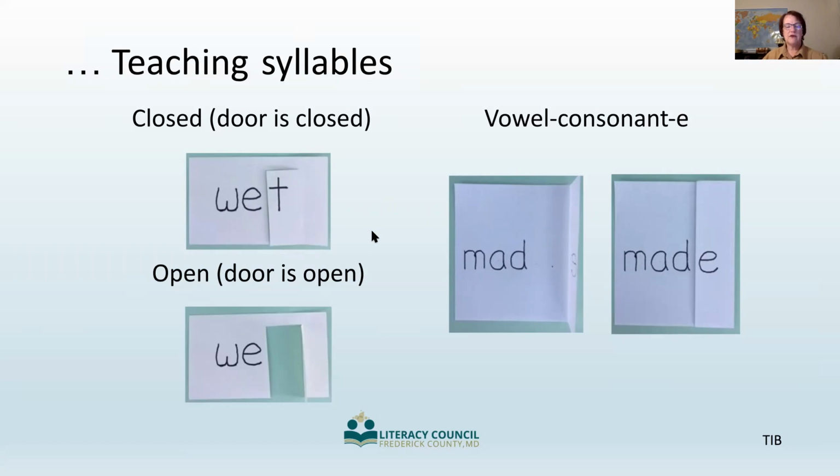Open syllables have a consonant vowel pattern. A syllable is open if one vowel is at the end. So there's the closed one. Now there's the open one. All right. There's no closing consonant. So 99% of the time, the vowel sound in an open syllable is long.